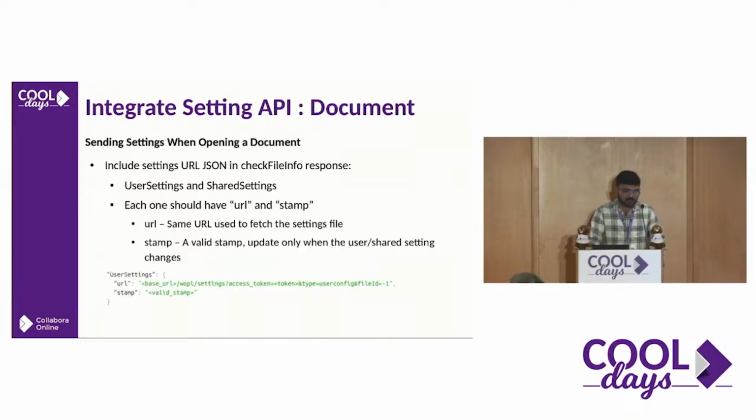Now we talk about the second part. When we open the document, we need to pass that we have these files. So we have to pass the URL into CheckFileInfo. What we do is we pass the user settings and shared settings with the URL and then the stamp. Again, the stamp is important here. We have to update it only when any user setting changes, then only should this stamp be updated.